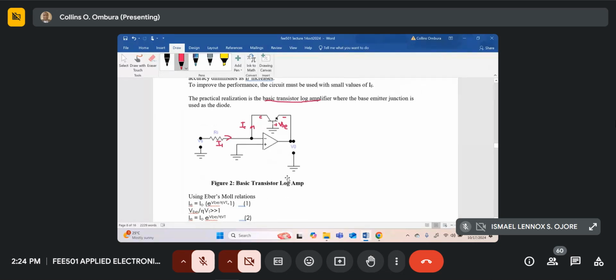So the next improvement of that circuit is called the basic transistor log amp. What the basic transistor log amp does is it just uses a small value for the current passing through the diode. And in this case, the diode we are going to be using is the base emitter junction of a transistor. So the circuit is connected like this, and it's called the basic transistor log amp.